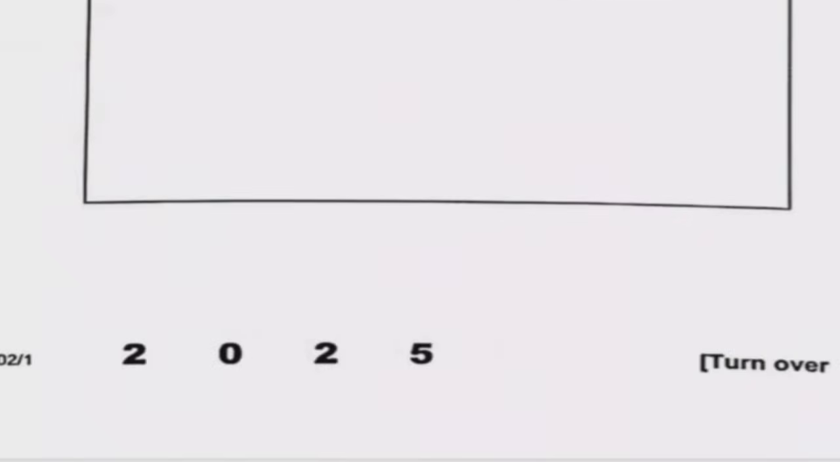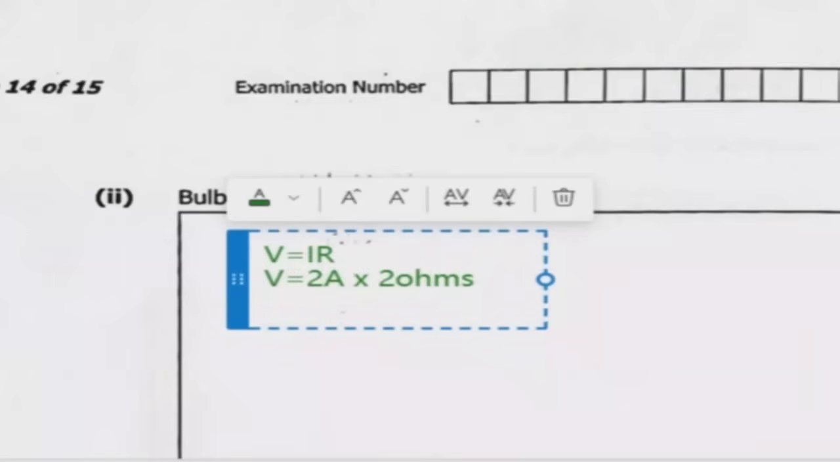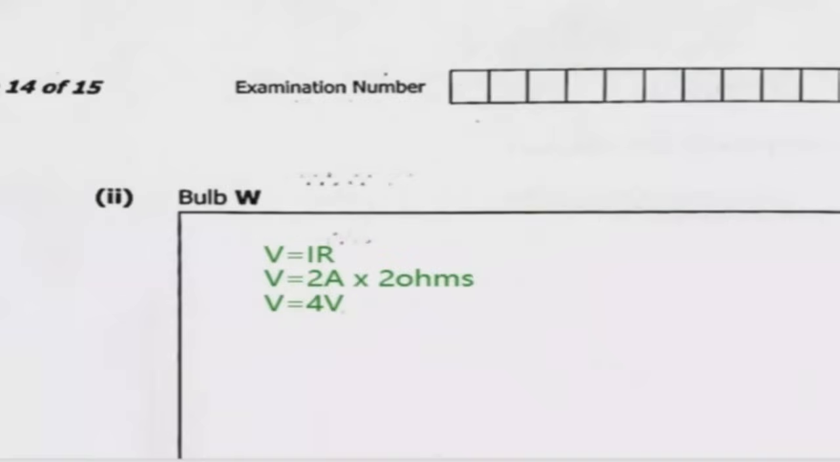So we say times 2 ohms. Okay, then we say what is the voltage? So we say voltage is equal to 2 times 2 will give us 4. That will be 4 volts. So the voltage on bulb W is 4 volts. Basically those are the answers.